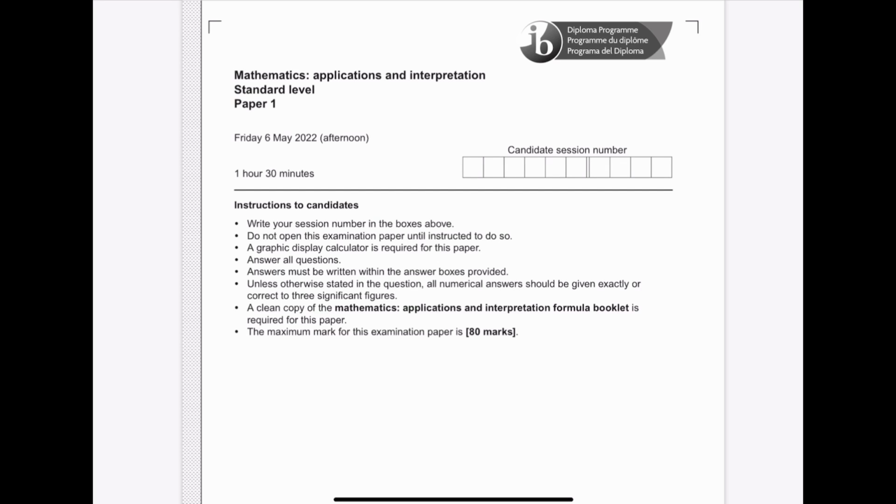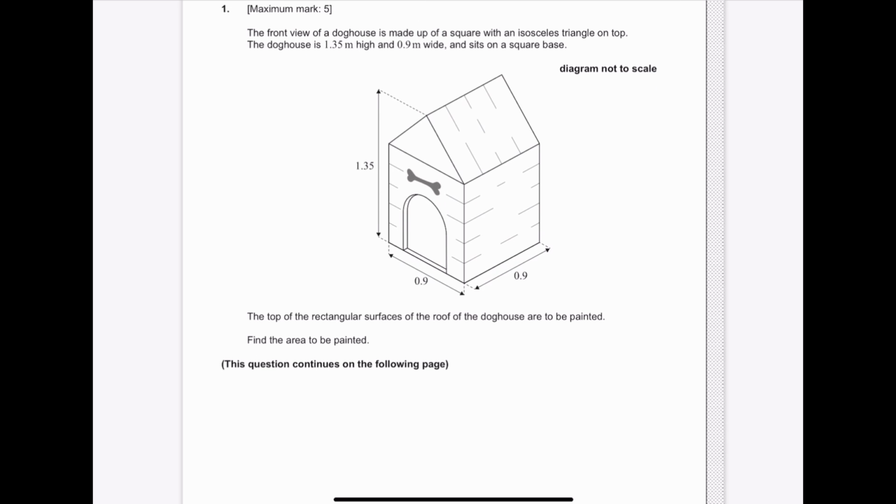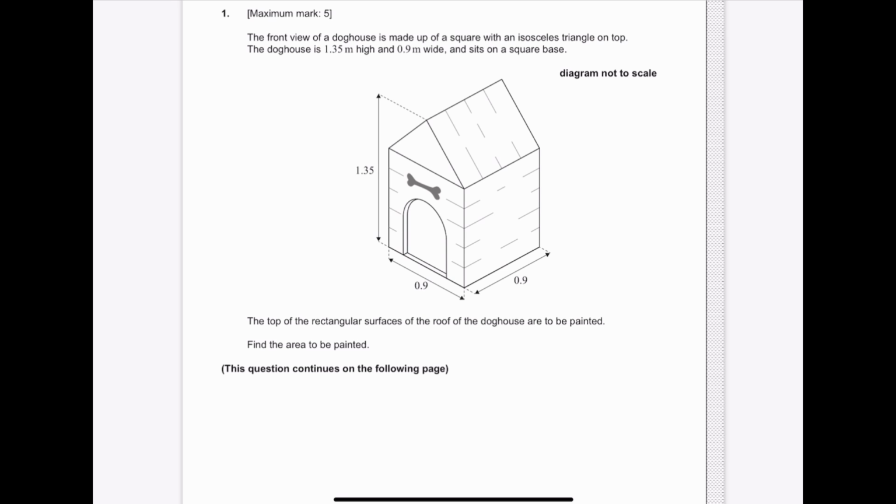In this video, we're going to go over the solutions to the Paper 1 exam from the May 2022 Timezone 1 examination. Let's go ahead and start looking at number 1. In question number 1, the maximum marks is 5 points.